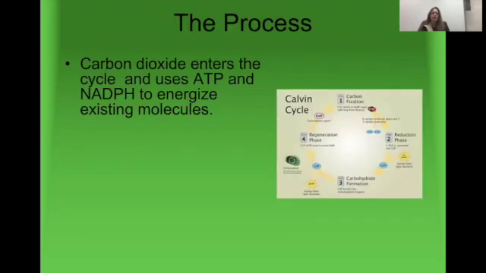So what is the light independent reaction? Carbon dioxide enters the cycle and uses ATP and NADPH to energize the existing molecules. So it is, if you look here at the picture, a cycle. And so there's a little bit of remnant from the last time this cycle went through, and we're going to add carbon dioxide and energy to this cycle. And in doing so, we're going to create some glucose that pops off, and the remnants, the stuff we didn't use to make the glucose, continues in the cycle for the next turn.